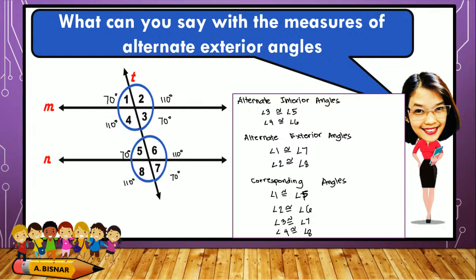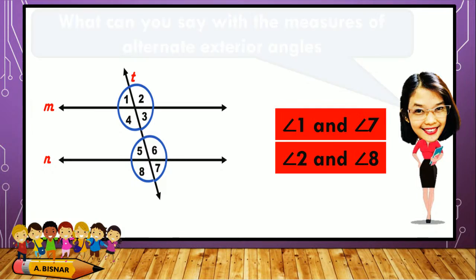Angle 1 plus angle 2, 180. Angle 2 plus angle 3, 180 pa rin. 3 and 4, 180 pa rin. Same with kapag nasa same side. Halimbawa ito, angle 4 plus angle 5. The total is 180. Angle 3 plus angle 6, the total is still 180. So this sums up our lesson.